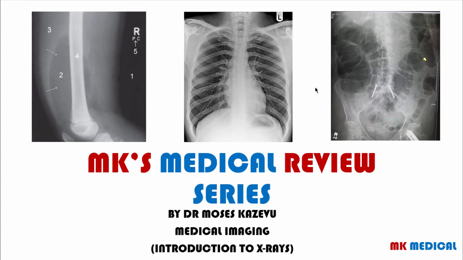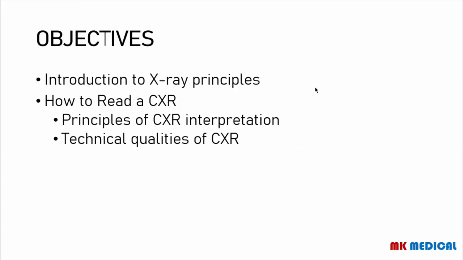Over the series and over this week, we shall be looking mainly at chest X-rays, so that's what we shall start with, and later on the channel we shall then move on to abdominal X-rays, look at skull X-rays, and then X-rays of other long bones. So in this review lecture video, we're going to be looking at an introduction to X-ray principles, how you should understand why X-rays look the way they do, and why certain structures appear like that on the X-ray. Then, of course, we'll later move on to how to read a chest X-ray. We'll look at the principles of chest X-ray interpretation. We'll look at the technical qualities of a chest X-ray.